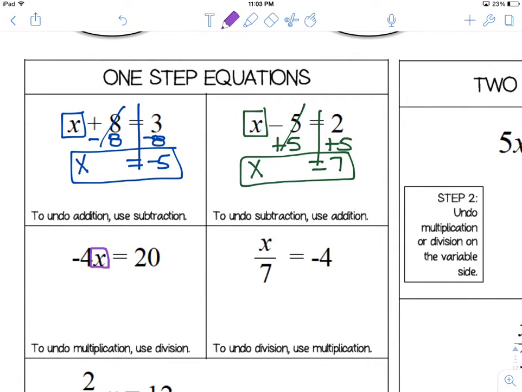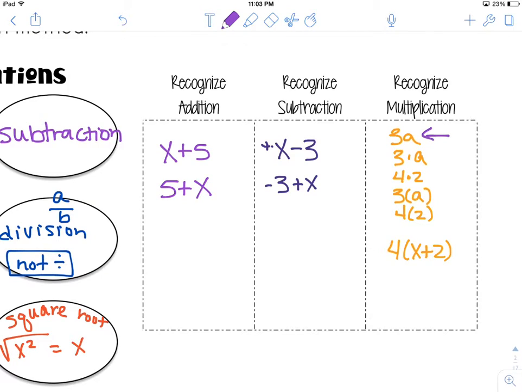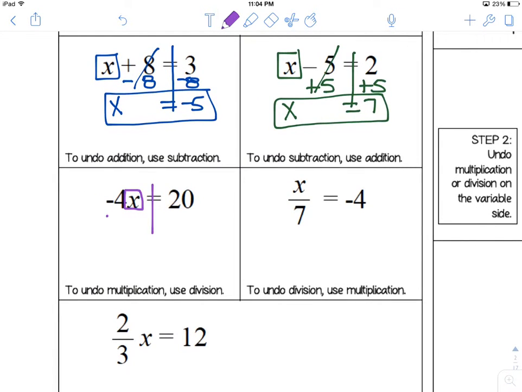This one has an x, so we have a left side and a right side. This has a negative 4 attached to it, and it's attached like we talked about when we were talking about multiplication. It looks like this, where we have the coefficient and the variable side by side. So this means multiply. To undo multiply, we divide. So we have to divide both sides by -4. -4 over -4 becomes invisible 1. So you're left with x equals 20 divided by -4 is -5.